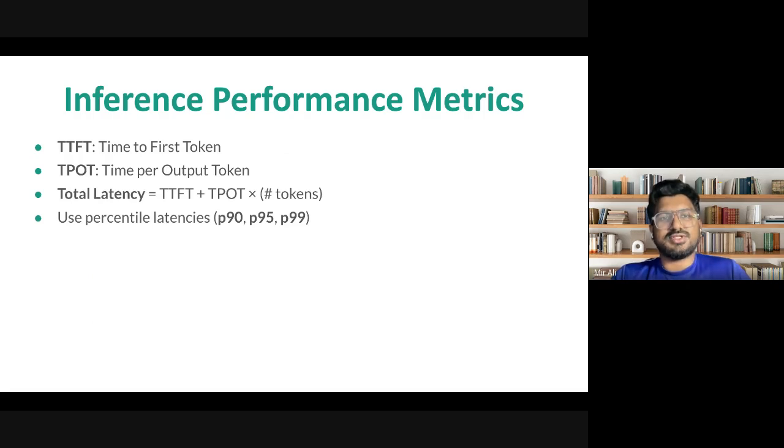Next is TPOT, time per output token. We calculate the time for each token we receive from the model. The total latency is computed by adding time to first token and the time per output tokens. Most of the time, you can also calculate it using percentile latencies. This is a very easy and better statistical metric, where we can understand which tokens fall under your 90th percentile, 95th percentile, and 99th percentile.